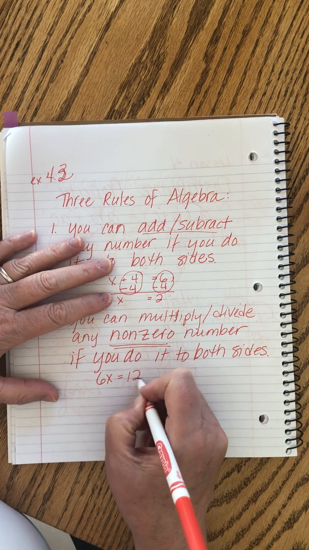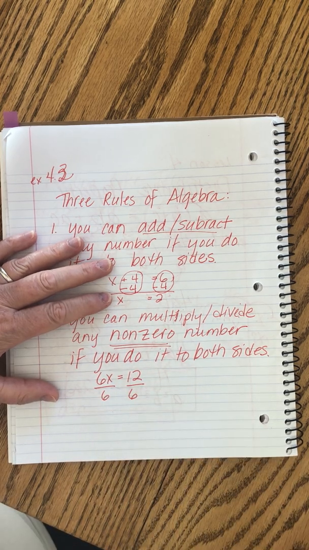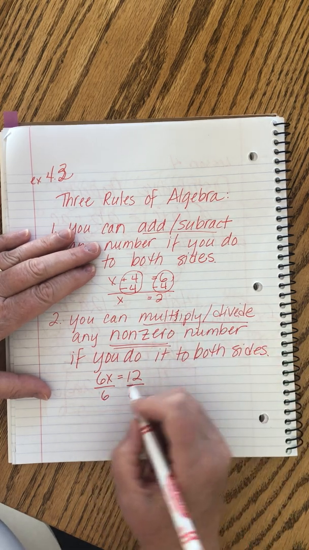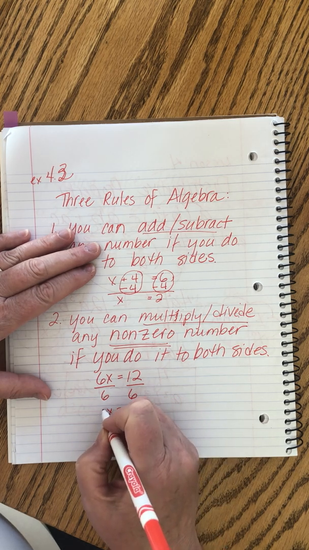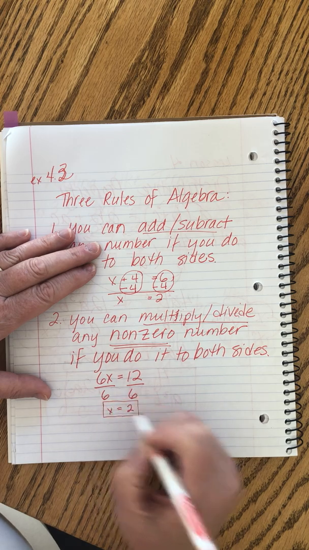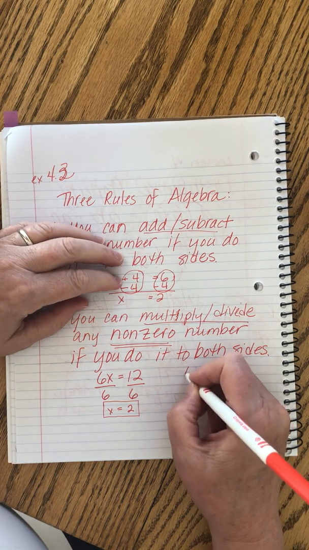6x equals 12. We want to divide both sides by 6, don't we? Right, so there we are, we're dividing, and we get x equals 2, and that's perfectly cool, right? What we can't do, and I don't know why we would want to do it.